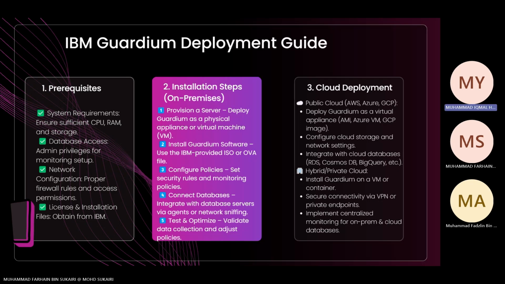For the hybrid and private cloud, first is install Guardian on a VM or container, then secure connectivity via VPN or private endpoint, and implement centralized monitoring for on-premise and cloud database.